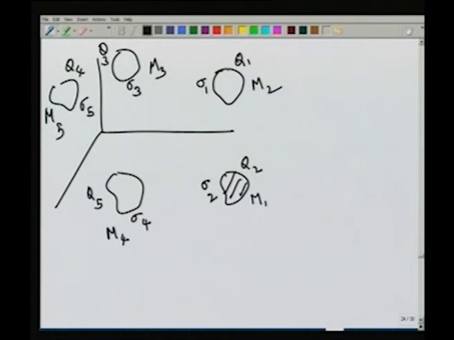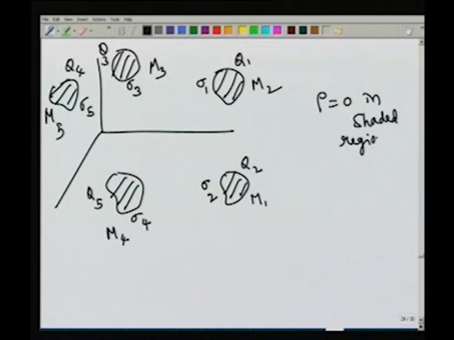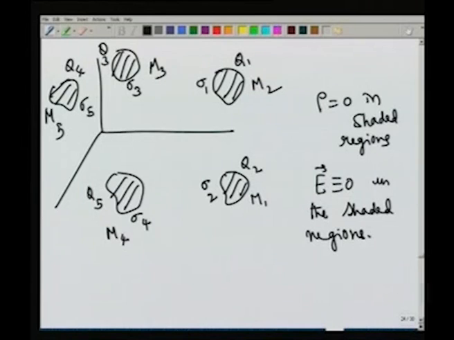In these shaded regions, electric field is 0, E identically equal to 0 in the shaded regions. Clearly, because we know that if it were there, the charges would have started moving. In this region, obviously, E is not equal to 0.